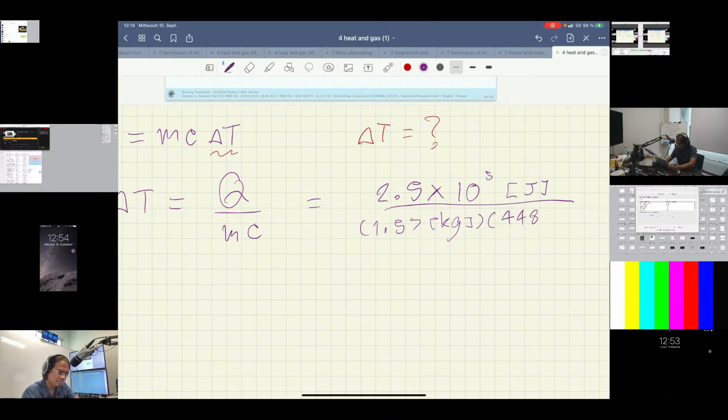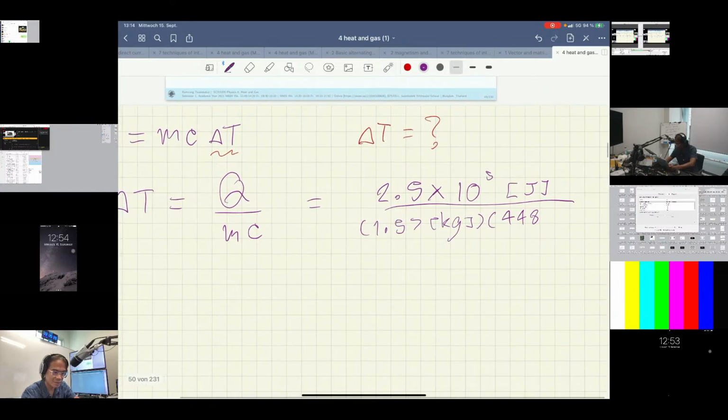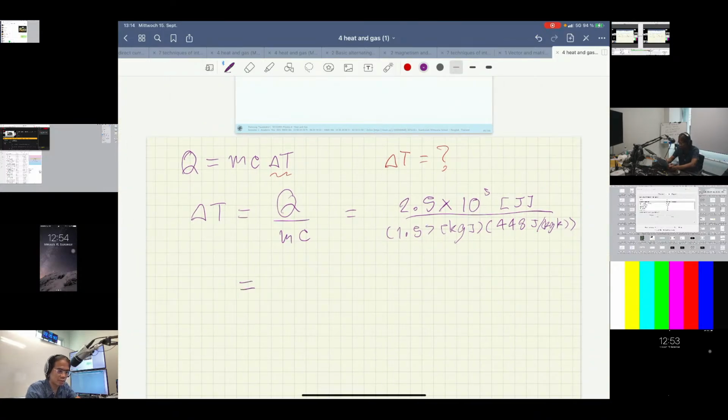in joules per kilogram per Kelvin. Of course there will be cancellation of the units, and the remaining unit will be only Kelvin. And you put it into the calculator.